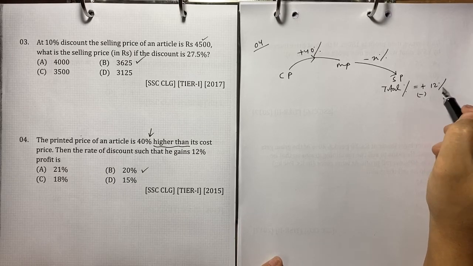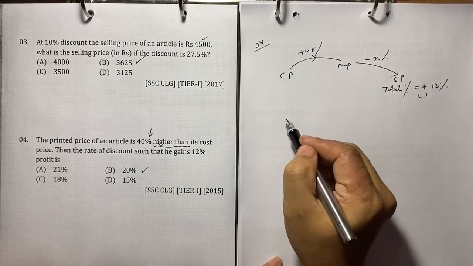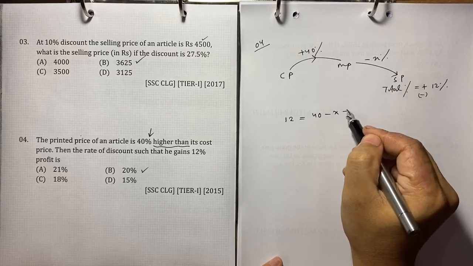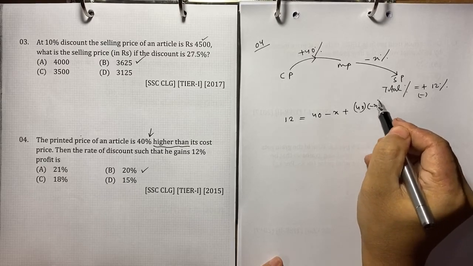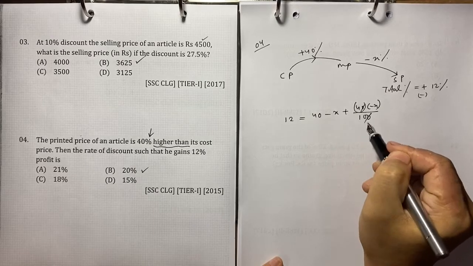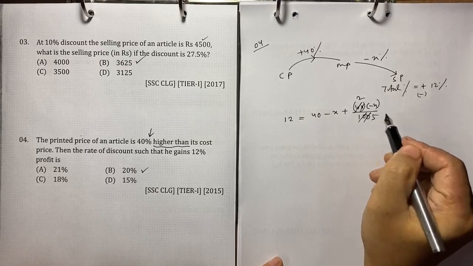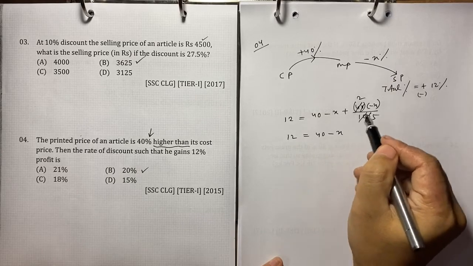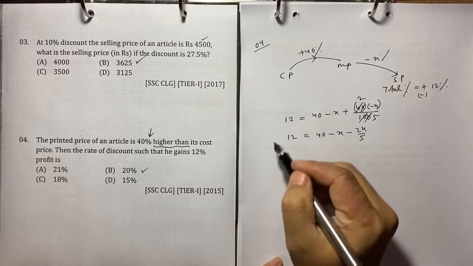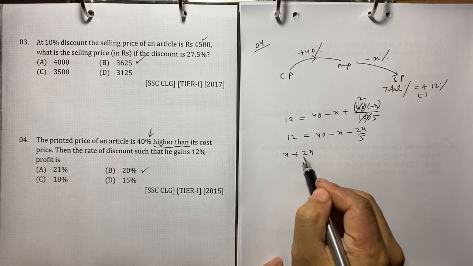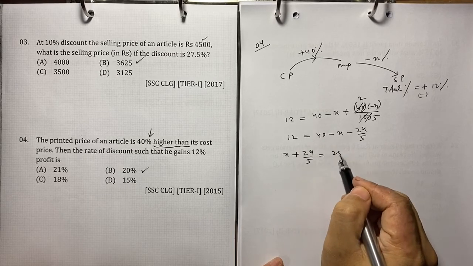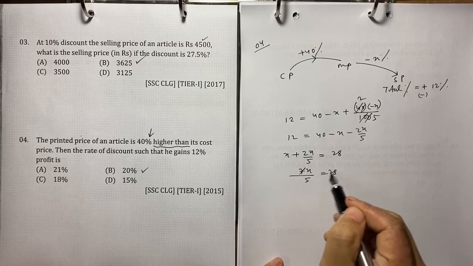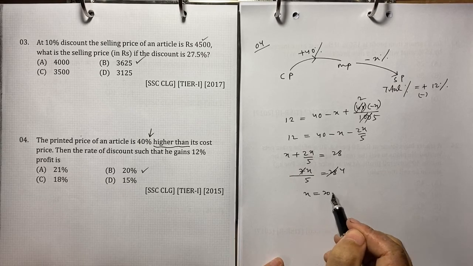In this case, the total percentage change is 12%. Apply the successive increase in percentage formula: 12 equals 40 minus x plus 40 into minus x divided by 100. Cancel, and we get 2 divided by 5. So 12 equals 40 minus x minus 2x divided by 5. Taking x terms to one side, x plus 2x divided by 5 equals 28. So 5x plus 2x, 7x equals 28. Cancel, and we get 4, so x equals 20%.